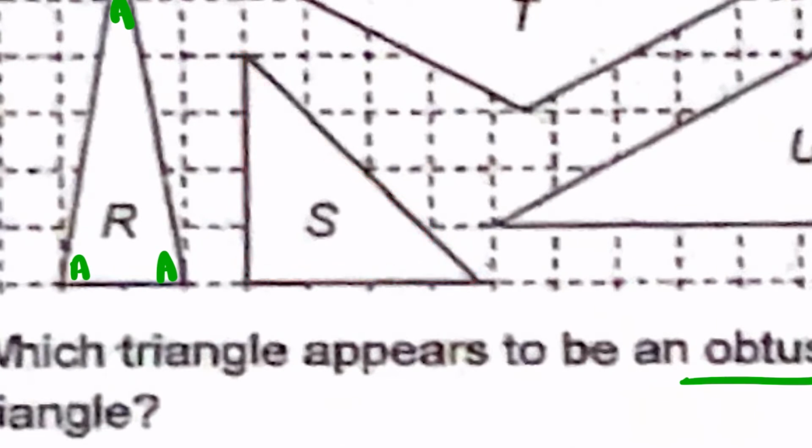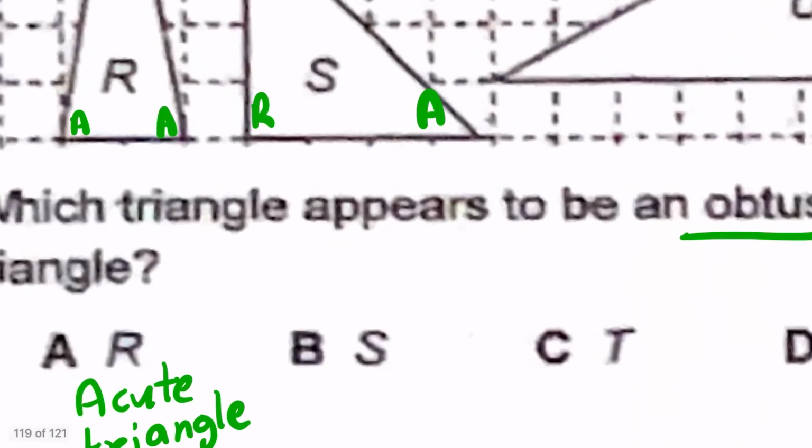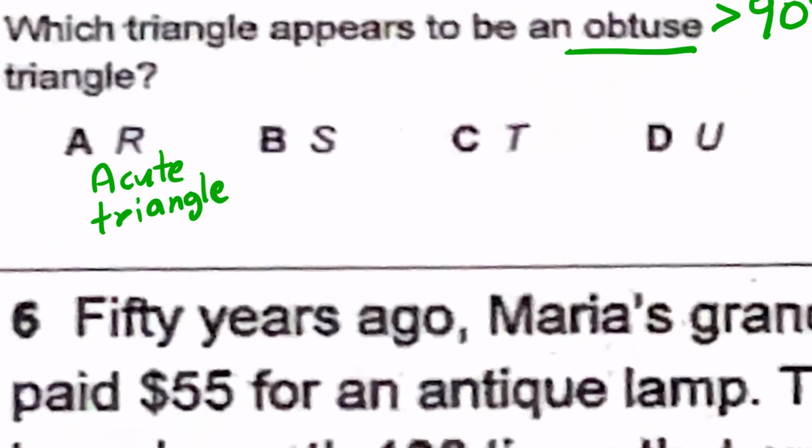Triangle S. For triangle S, here you have a right angle. Here you have an acute angle. And here you have an acute angle. So this is going to be a right triangle, because one of your angles is a right angle. Right triangle.